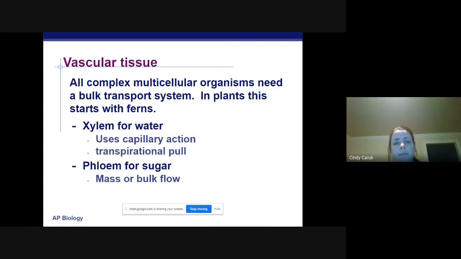Our vascular tissue starts with your ferns. So remember, for mosses at this level, we do not consider mosses or bryophytes to have transport systems. Bryophytes is just a technical term for mosses, right? Xylem is for the water. It's going to use capillary action. That's due to hydrogen bonds between water molecules, with cohesion, and between the water molecule and the xylem for adhesion, and transpirational pull. Phloem is going to do a mass or bulk flow of sugar.